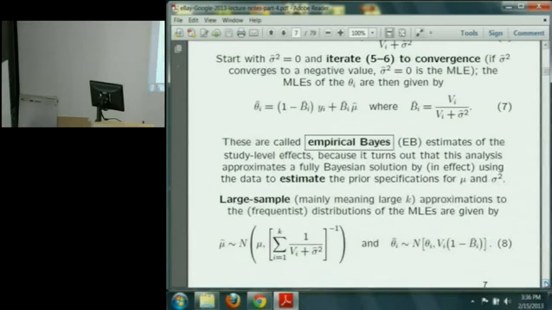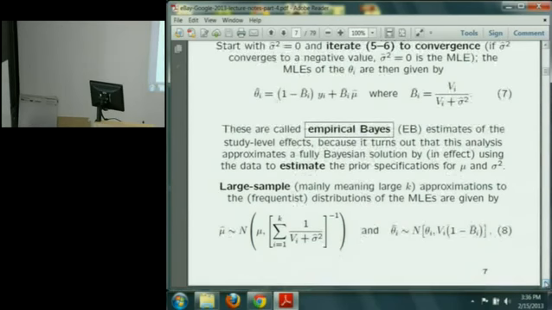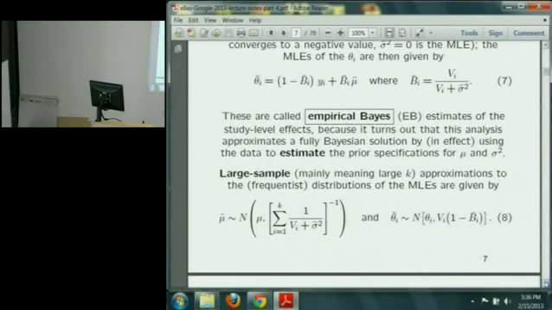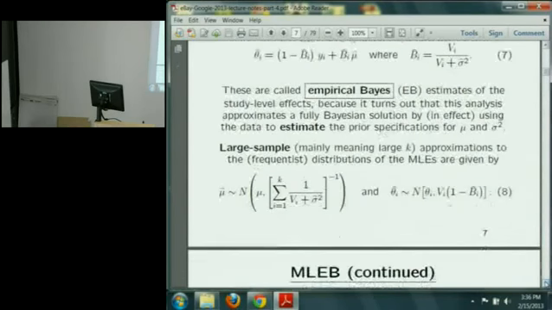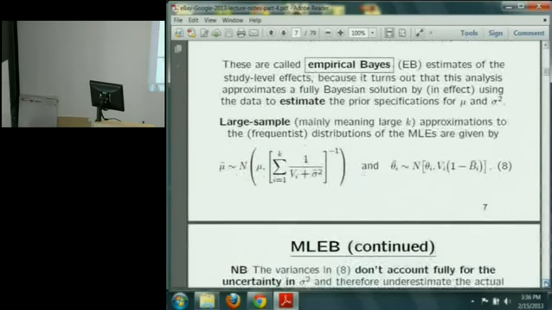A prominent empirical Bayes guy is Carl Morris, and he worked out some things. First, he worked out large sample approximations to the repeated sampling distributions of the MLEs, and they are given by the right-hand parts of equation 8. It turns out that in repeated sampling, the maximum likelihood estimate of the overall grand mean mu, namely mu hat, is approximately normal, centered at the truth, with an estimated variance given by that expression you see there. And the theta_i hats are approximately normal, centered at the truth, with the variance expression you see there in equation 8.